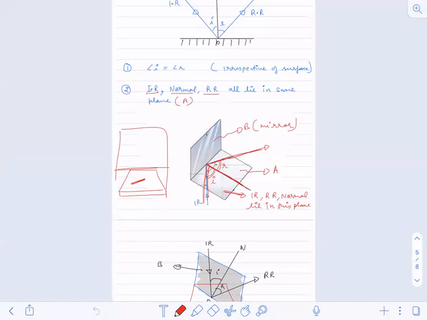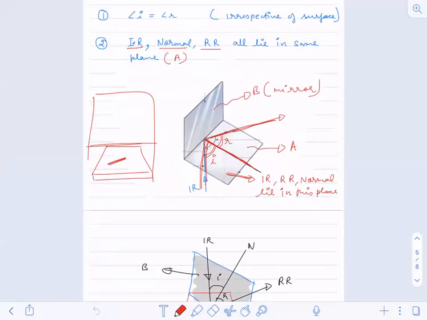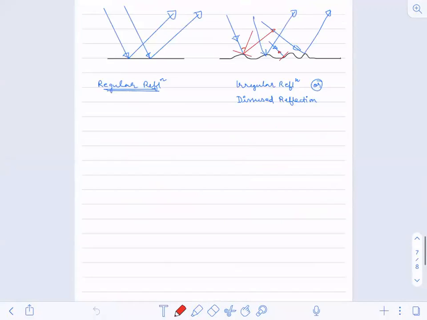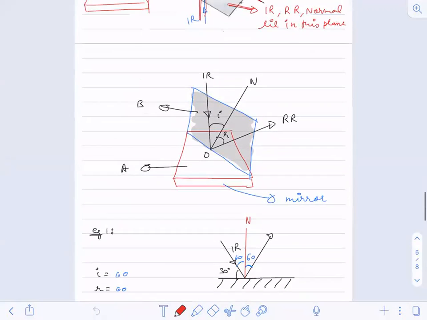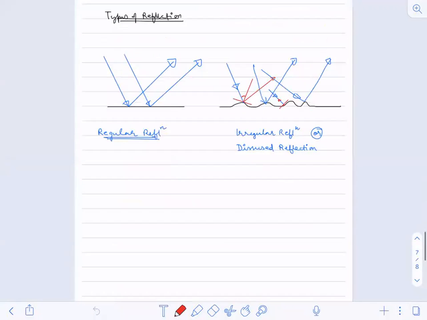So in the last class, we completed the types of reflection. We had seen all about the laws of reflection and the types of reflection. Now we are going to see image formation: how images are formed using the plane mirror and spherical mirrors. First let me introduce the plane mirror. We'll see image formation from the plane mirror, and then we will start with the spherical mirrors.